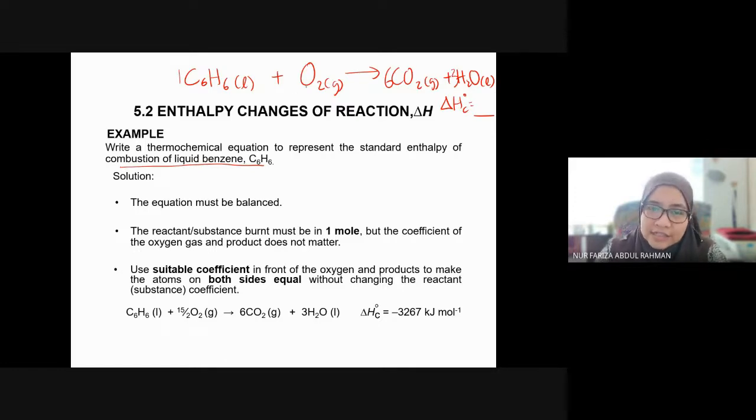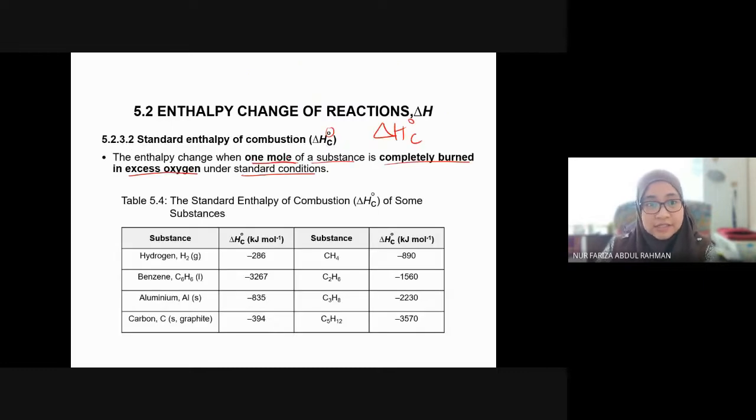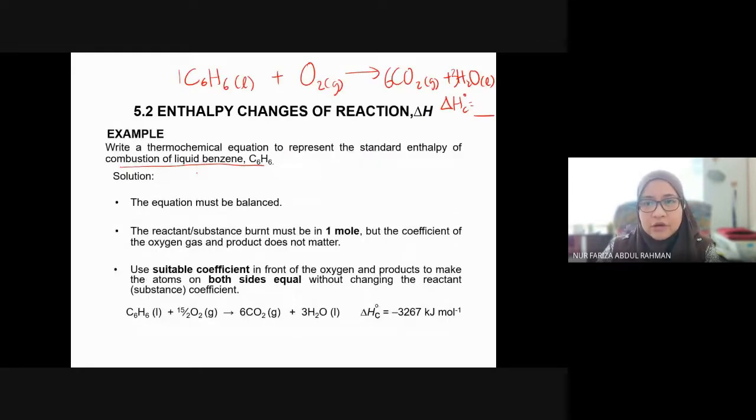And lastly, then only we settle for oxygen. Okay, so settle for oxygen last. Don't balance for oxygen first. Okay, because oxygen can be varied. And then after all, it is mentioned here that the substance is burned in an excess oxygen. Okay, all right, so buat oxygen tu last kali.